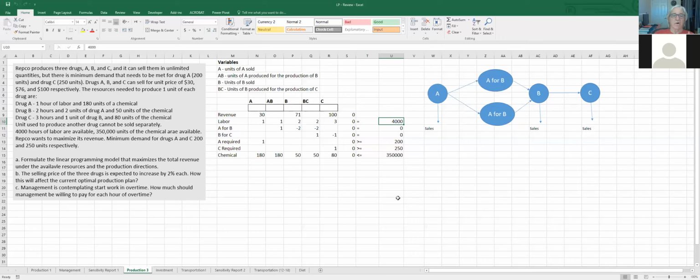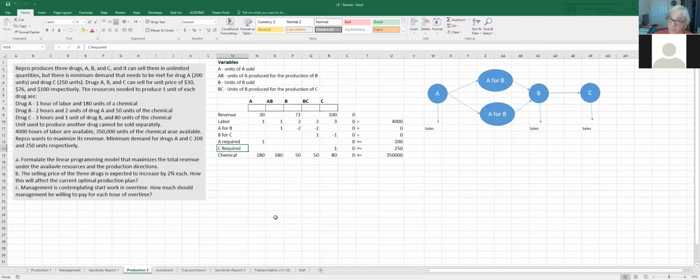Okay, there are also required quantities that you have contracted to sell: 200 units of drug A and 250 units of drug C. So whatever you do, it has to be more than 200 and more than 250, or exactly 200 and 250. Okay, so these are constraints that are causing no difficulty. You have seen those constraints before.